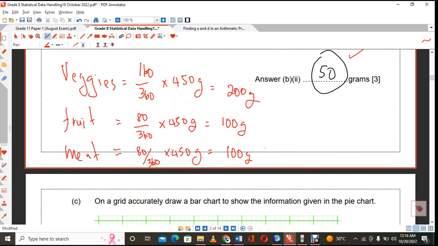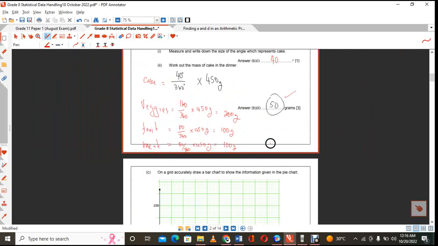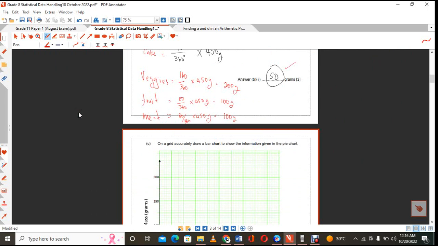And I'm just going to make this a bit smaller so that I can write it on the side. So I'll say the cake, I'll make a C, is 50. The veggies, I'll make a V, the veggies is 200 grams. The fruit is 100 grams. And the meat is also 100 grams. Well, if you add them all up, you'll get 450. That's 100 plus 100, that's 200, plus another 200 more is 400, plus 50, that gives you 450.